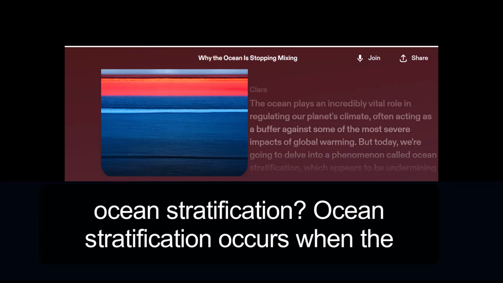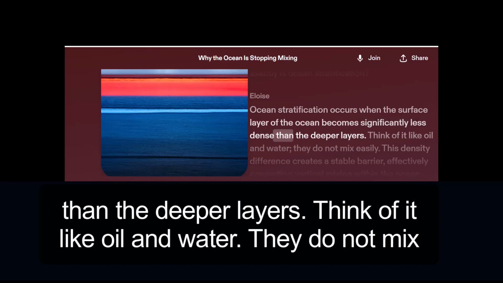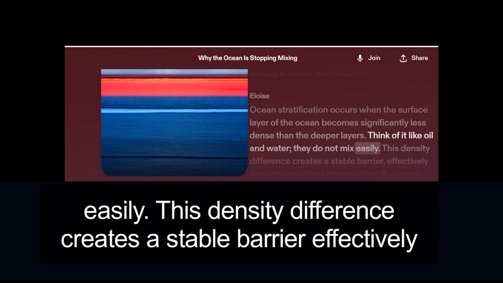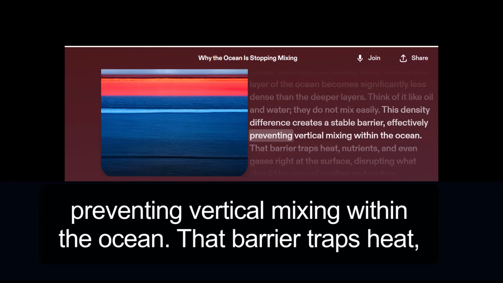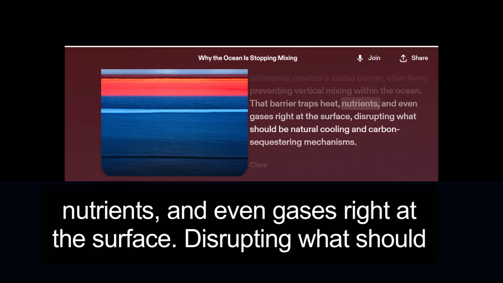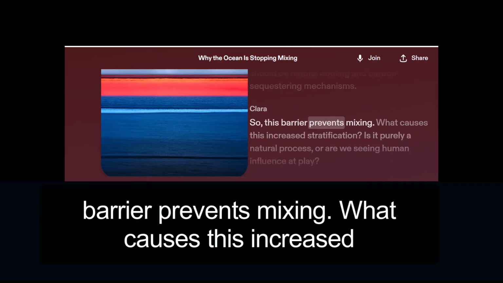Ocean stratification occurs when the surface layer of the ocean becomes significantly less dense than the deeper layers. Think of it like oil and water. They do not mix easily. This density difference creates a stable barrier, effectively preventing vertical mixing within the ocean. That barrier traps heat, nutrients, and even gases right at the surface, disrupting what should be natural cooling and carbon-sequestering mechanisms.